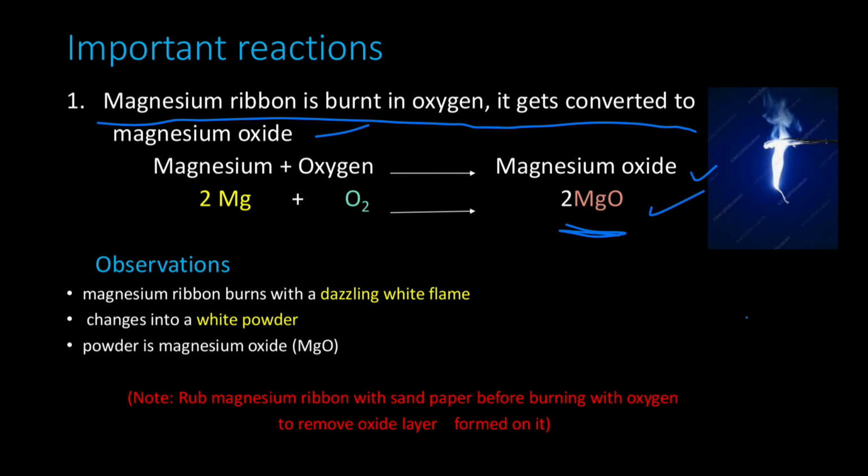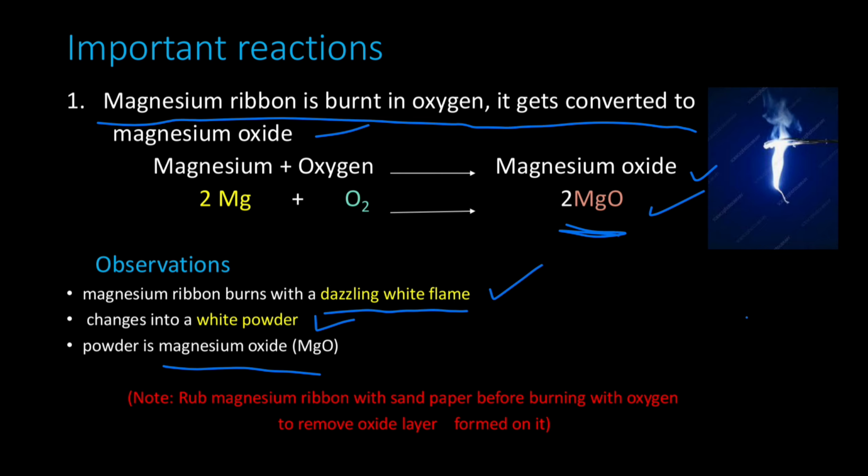You see that magnesium ribbon burns with a dazzling white flame. Very important observation. Almost every time, questions are asked on this: magnesium burns with a dazzling white flame. When the ribbon is burnt, you see a white bright light. So that is the reason you have to keep it away from your eyes while performing this experiment. And the white powder is formed. As I told, that white powder is your magnesium oxide.